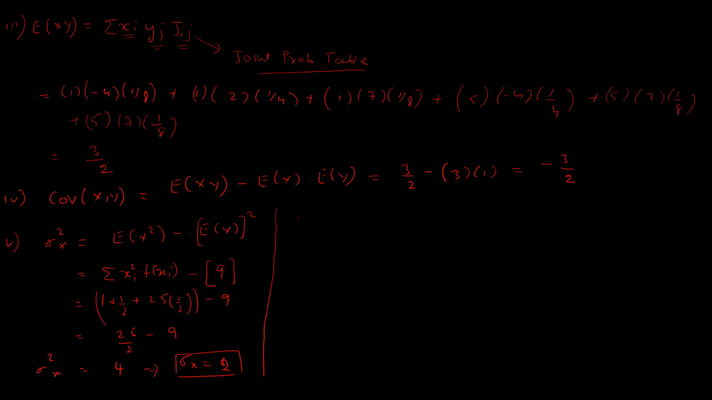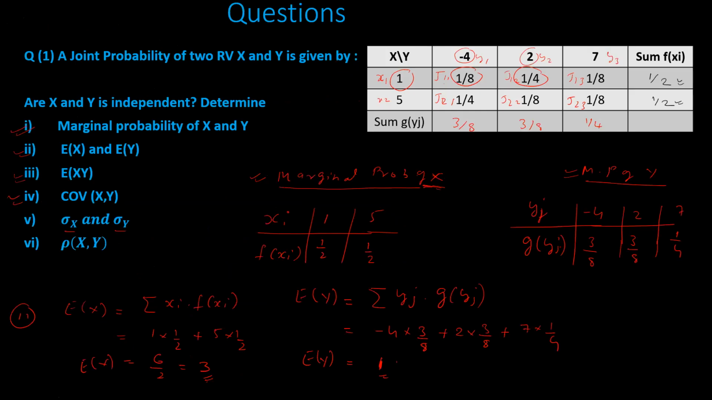So let us quickly find sigma square of y as well. So this will be E of y whole square minus expectation of y whole square. Because it is y term, I have to take yj whole square into g of yj minus expectation of y, we have got 1, so we will get 1 square. So let us quickly check the marginal probability of y. I will just quickly write here. So yj square into g of yj I have to do.